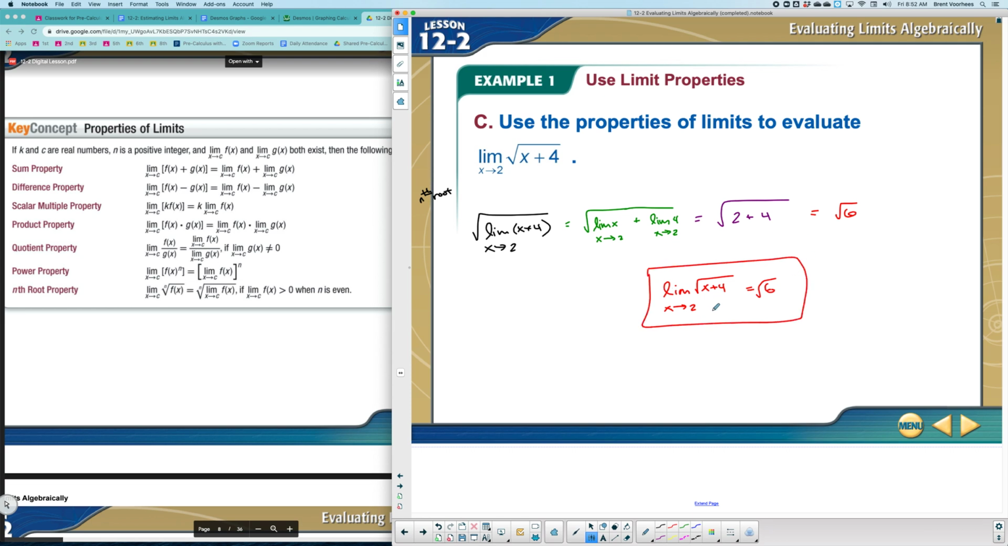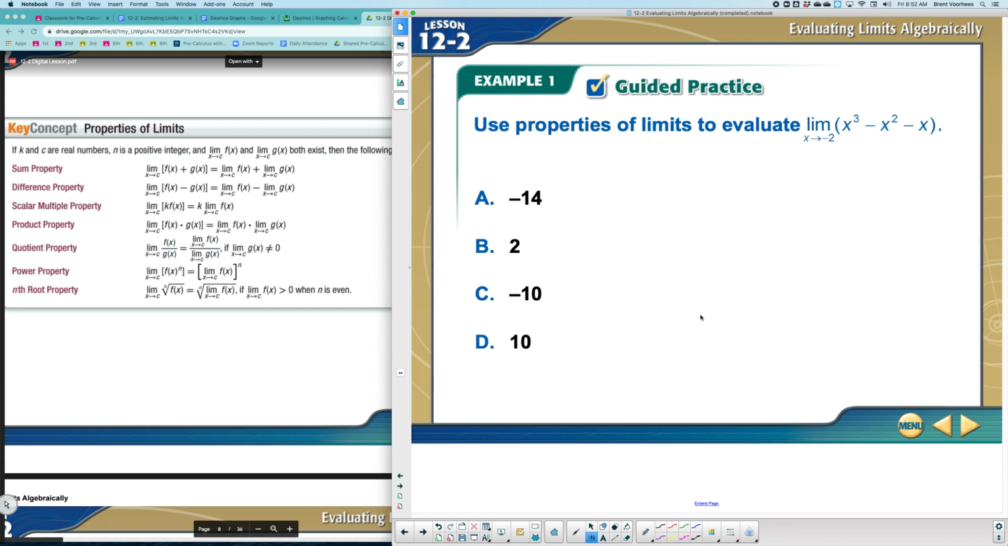So now that I walked you through a few, you can go ahead and try this problem. Stop the video if you need to.